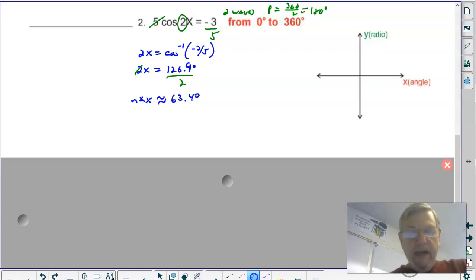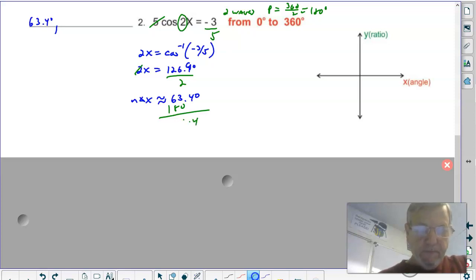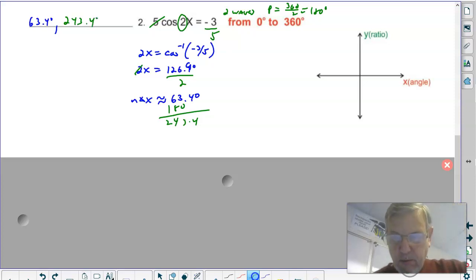So I got an answer at 63.4, but I will have another at 180 degrees more. And so my second value is going to be 243.4. All right, let me show that to you radially.